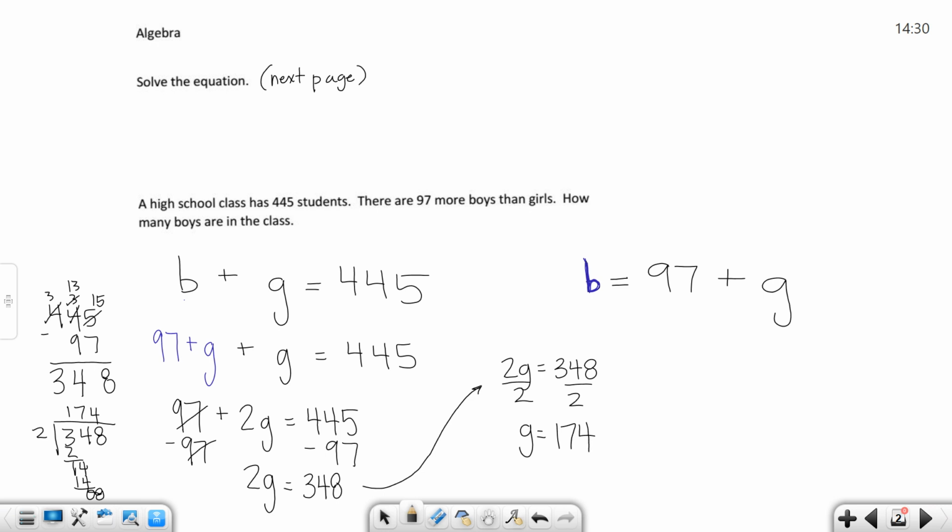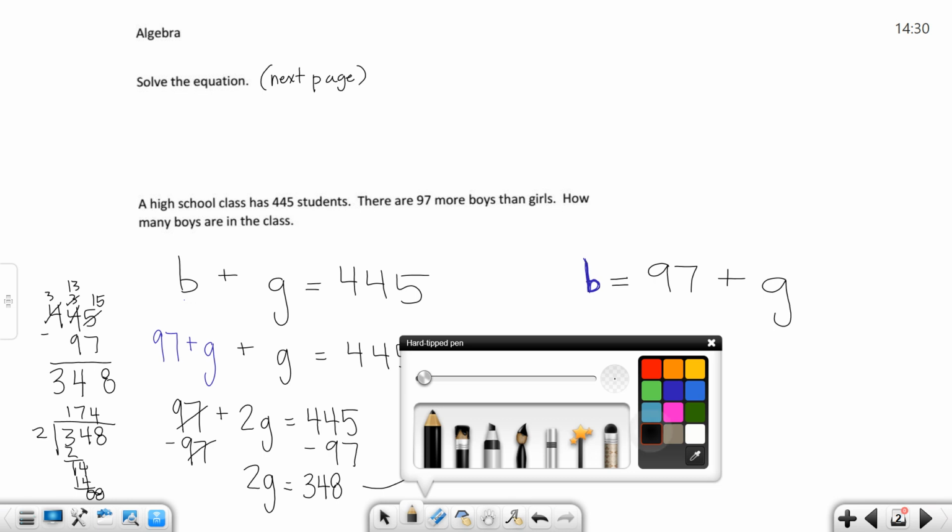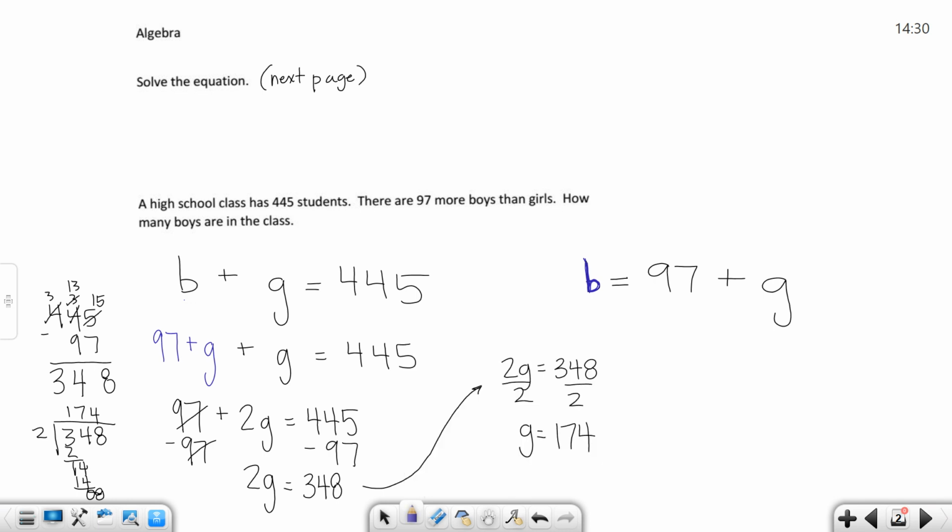Now don't fall for that trick and answer 174. It didn't ask you for the number of girls, right? It asked you for the number of boys. So once you find this G value right here, you're going to plug that into your boys formula.